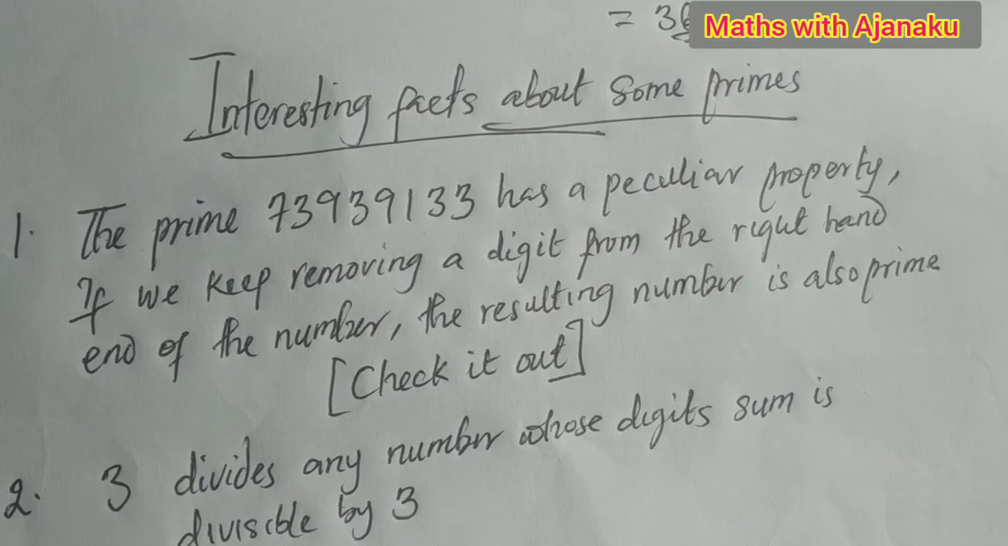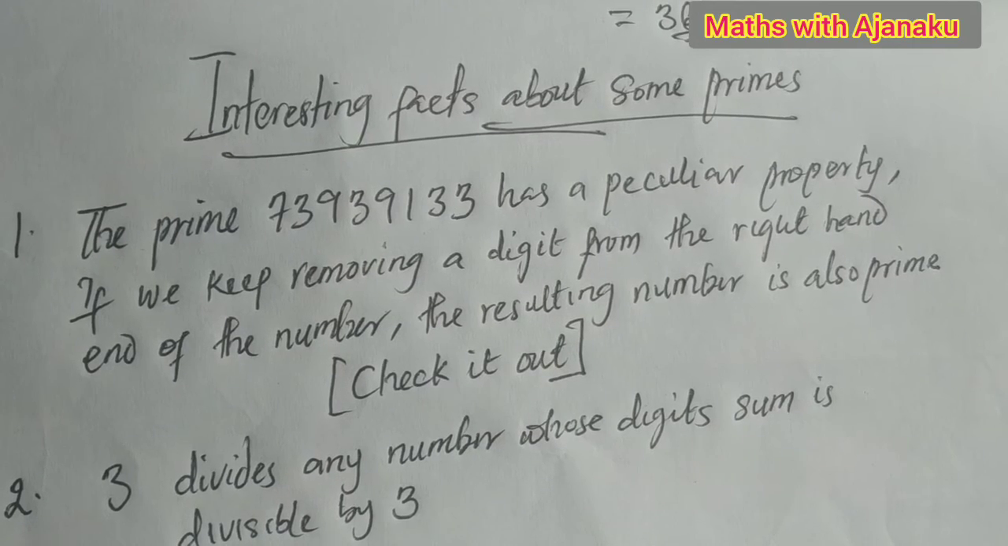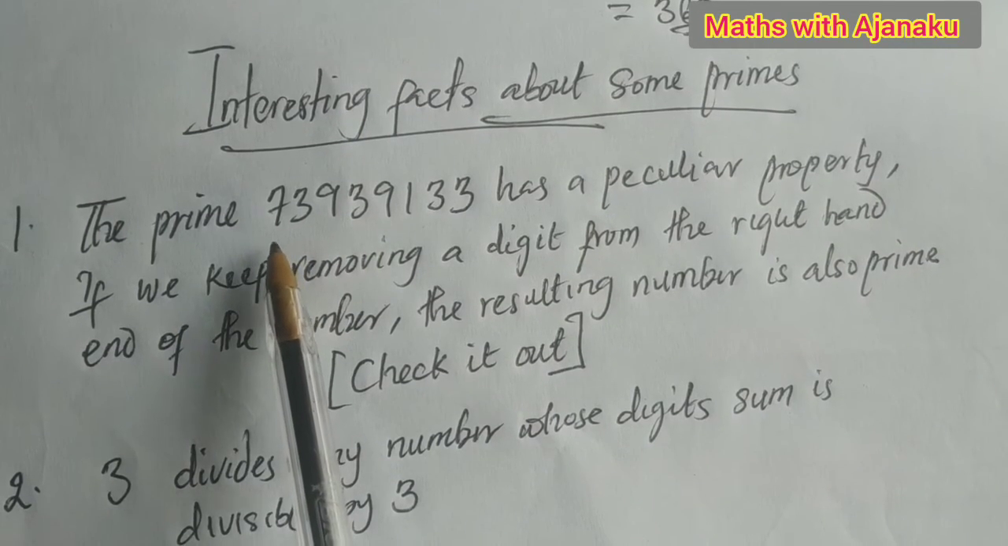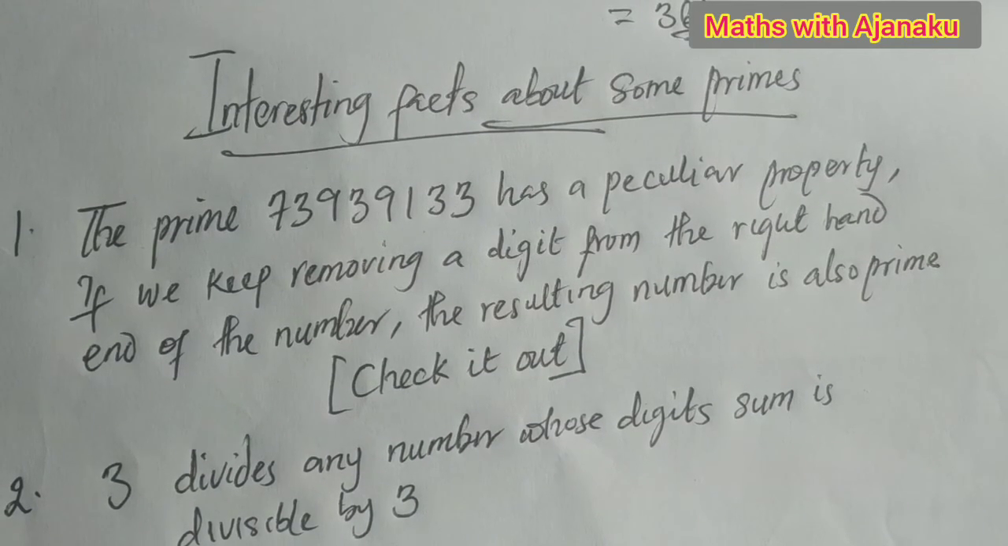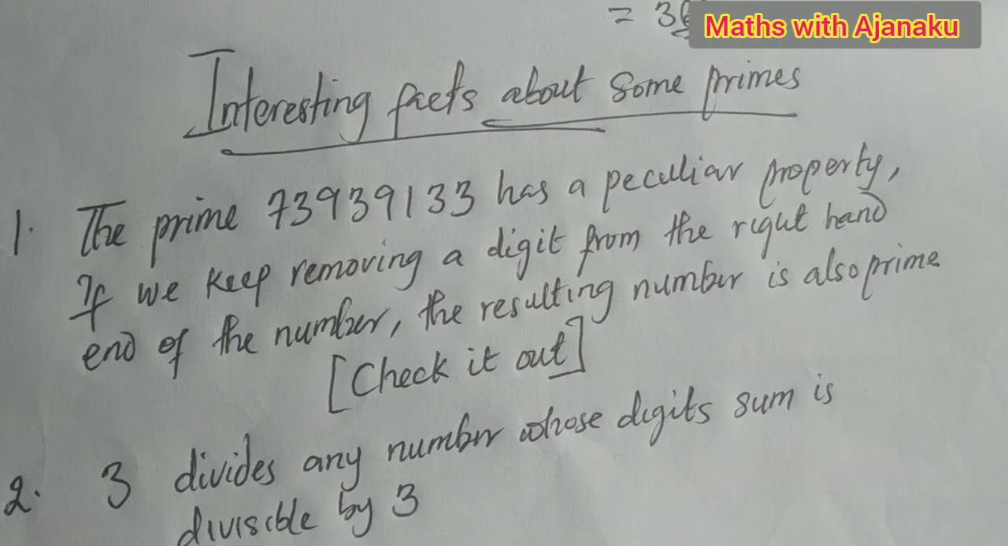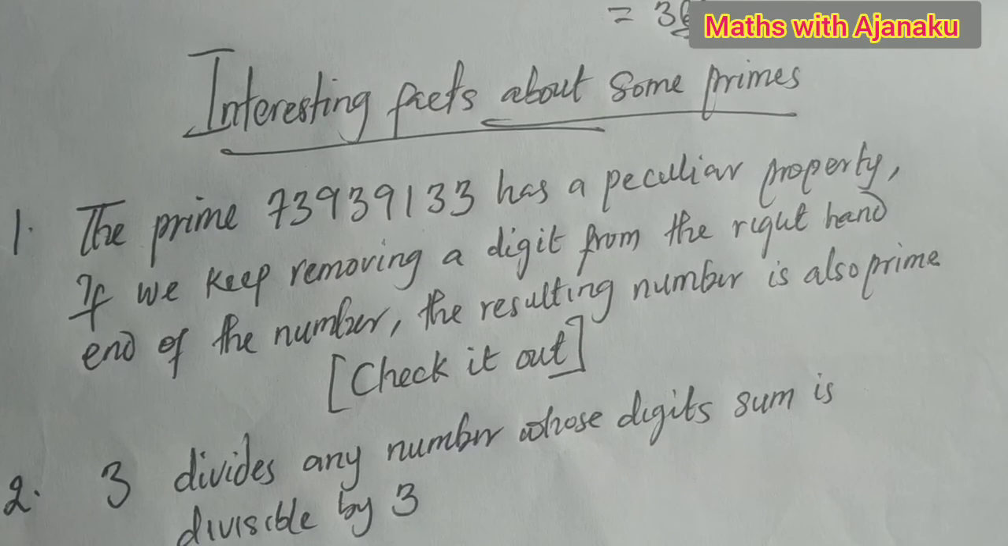That will be all for now. Before I go, I would like to drop two interesting facts about some primes. First of which, the prime 739399133 has a peculiar property. If you keep on removing digits from the right hand end of the number, the resulting number is always prime. Please check that one out. The second, 3 divides any number whose digit sum is divisible by 3. Also check that one out too.